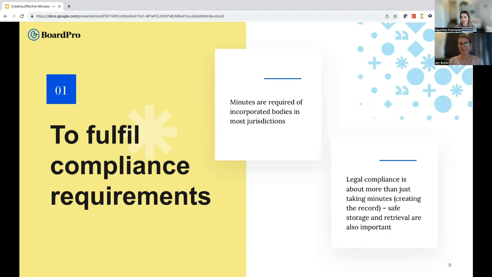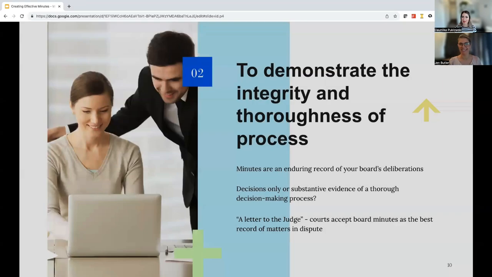So there's certainly those legal requirements, but there's more value in keeping them long term as well. Absolutely. Next slide, Sean. Rolling on. So the other reason other than compliance is, again, to demonstrate the integrity and thoroughness of the process.